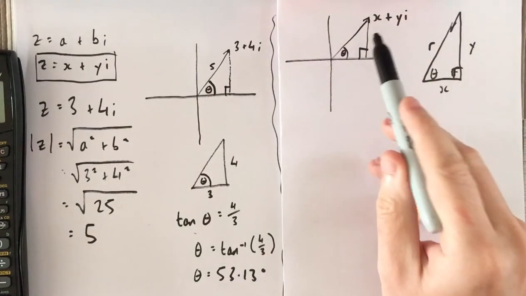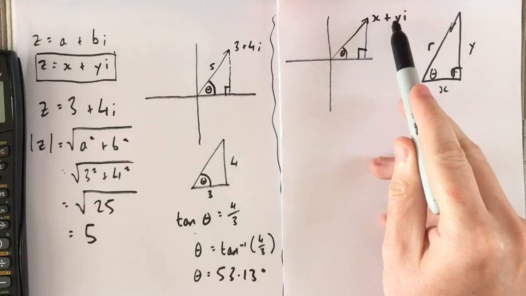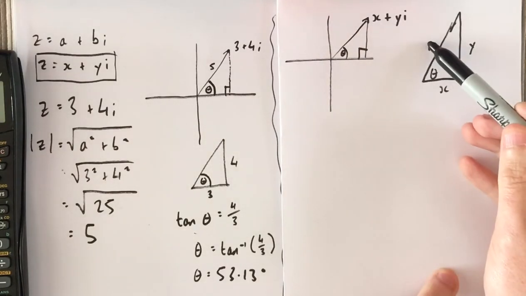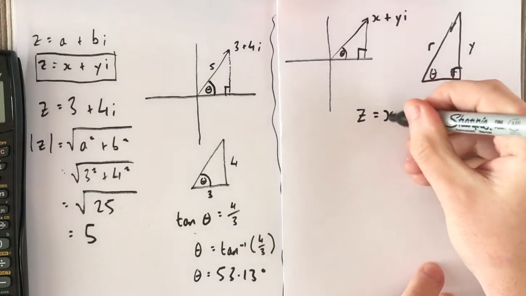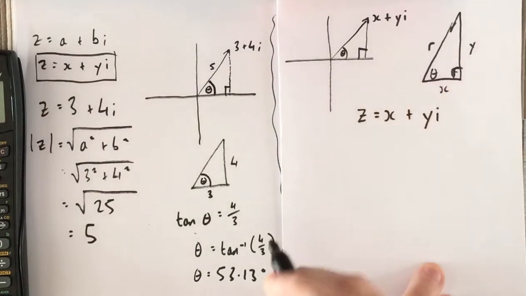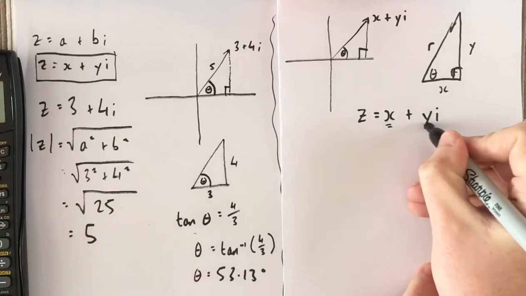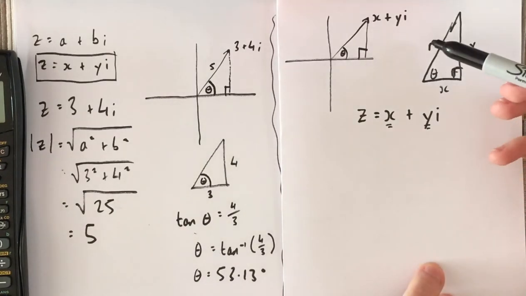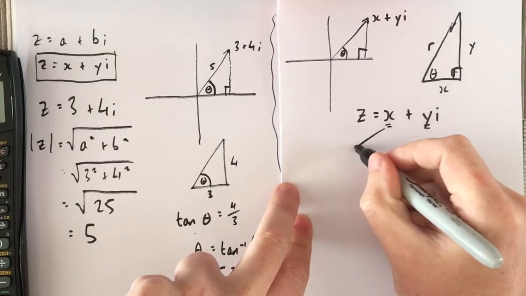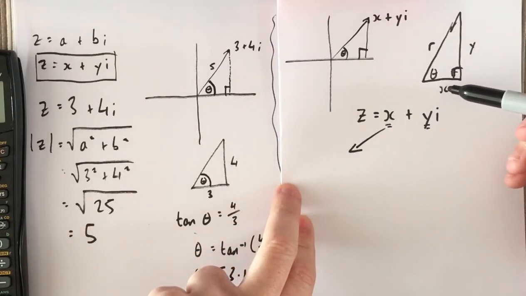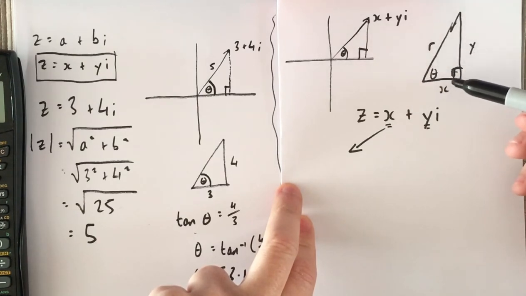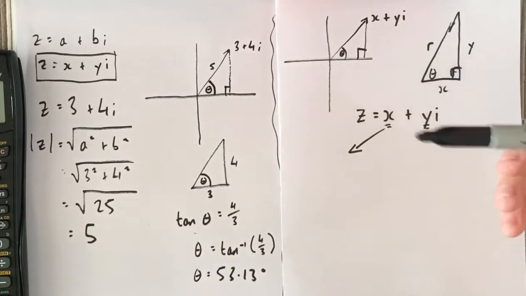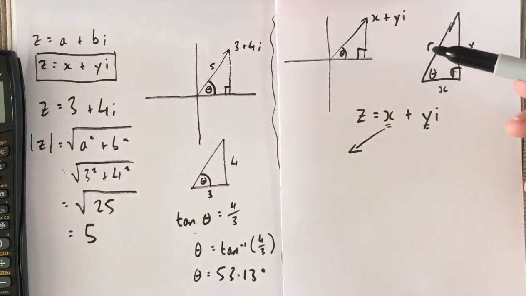Okay, so what I'm trying to do is rewrite x plus yi in terms of r, the modulus, and theta, that angle. So my standard rectangular form is x plus yi. I'm trying to get rid of the x and get rid of the y and replace them with r and theta. So the x is a side in this right angle triangle, and I want to write it in terms of one of the other sides and the angle. So I'm looking for some relationship between the angles and the sides of a right angle triangle. That's what the trig ratios do for us.